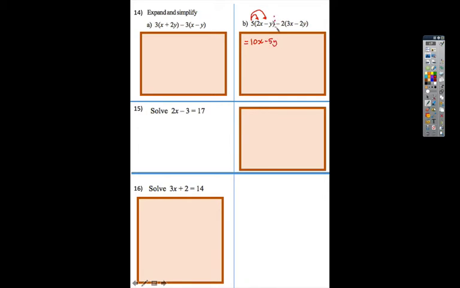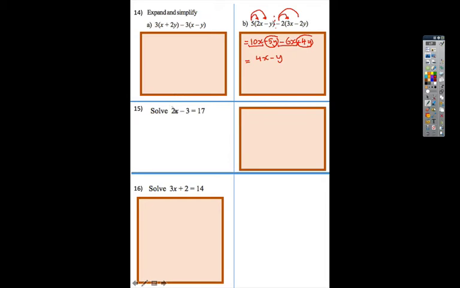Now, minus 2 times 3x is a minus 6x, and minus 2 times minus 2y, well, the minus and the minus would make plus, and the 2 times 2y is plus 4y. And now we're left with the simplifying part, which is 10x minus 6x, which is equal to 4x, and minus 5y plus 4y. Minus 5 plus 4 is going to give you minus y.